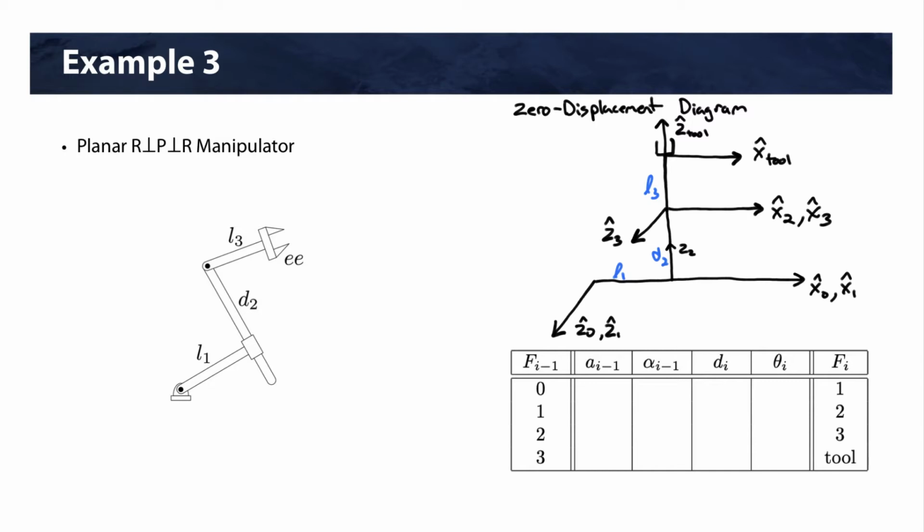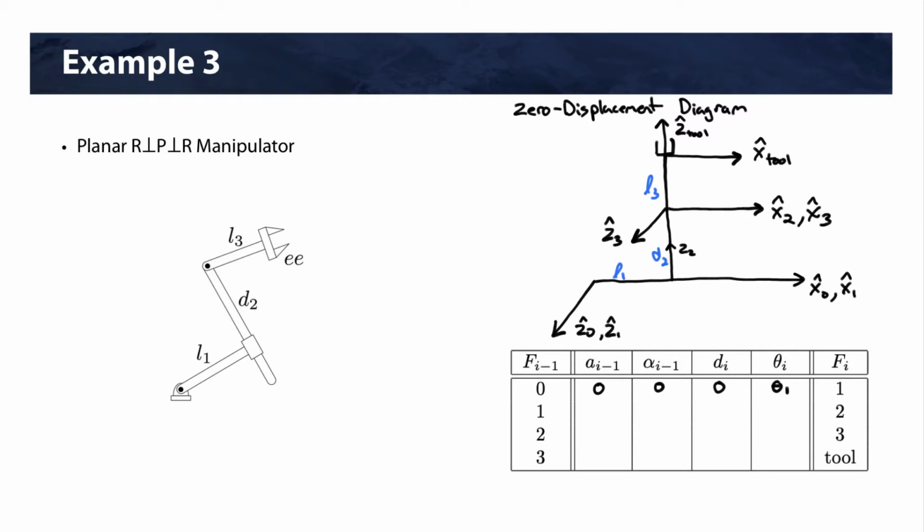All right, with our zero displacement diagram done, we can start filling in our D&H table. We're going to start at frame 0, go to frame 1, then 1 to 2, 2 to 3, and 3 to tool. Our first parameter is A, which is the distance between Z axes while they're collinear. So this is going to be 0. Alpha is the angle between Z axes measured about X. Well, they're collinear, so that's also 0. D is the distance between X's. That's going to be 0. And then we're left with our joint variable, which is theta 1.